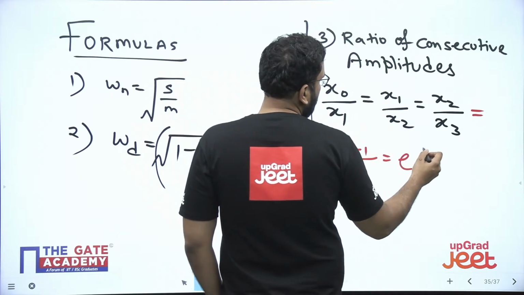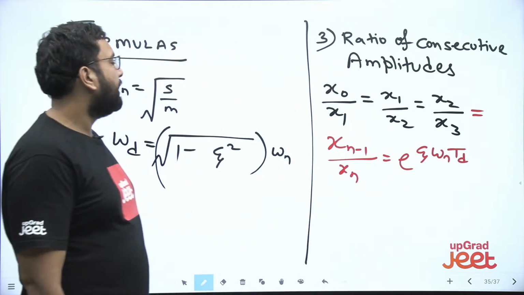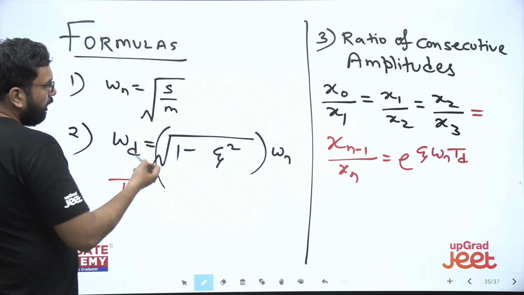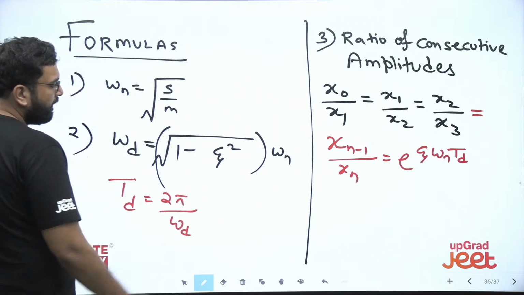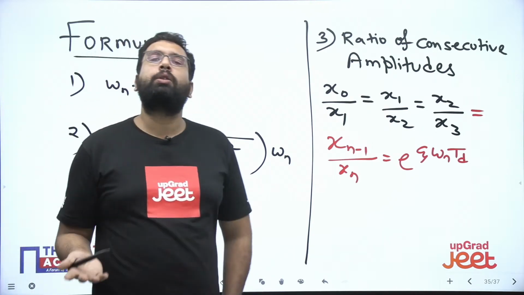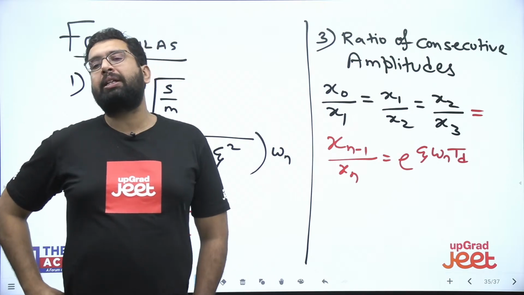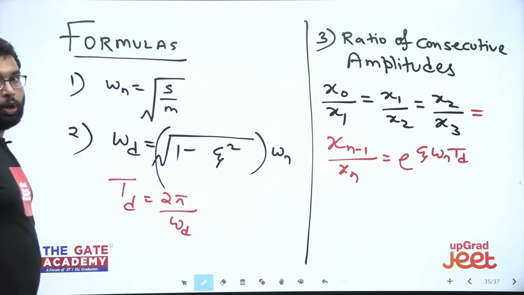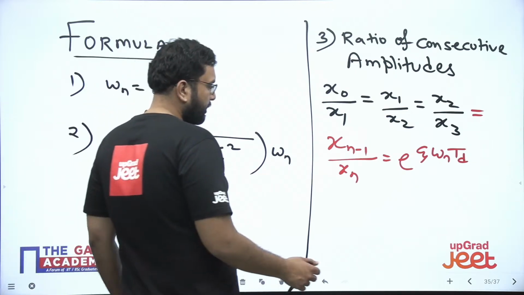So it is going to be e to the power zeta omega n td. What is this td? Capital T refers to the time period. It is basically 2 pi by omega d. The time period is the opposite of hertz, no? Hertz is omega n by 2 pi, cycles per second, while the time period is in seconds, so it is the opposite of that Fn. So 2 pi by omega d. Omega n we know, zeta we know. So this is the third formula.